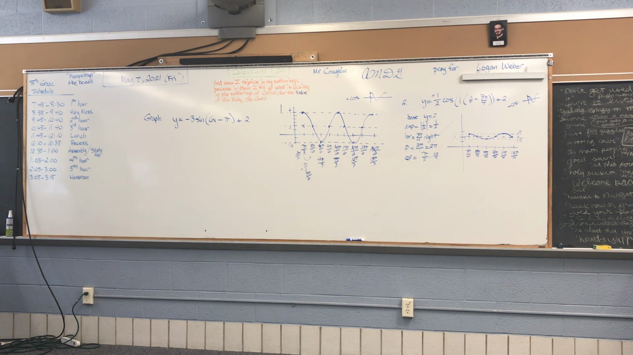Pi over 2 is the counting on the x-axis, this quarter period. So I would count by 2 pi over 4s. The very first mark should be at the maximum at -pi over 4. So go pi over 4 to the left, which is -pi over 4, and then go up to 4.